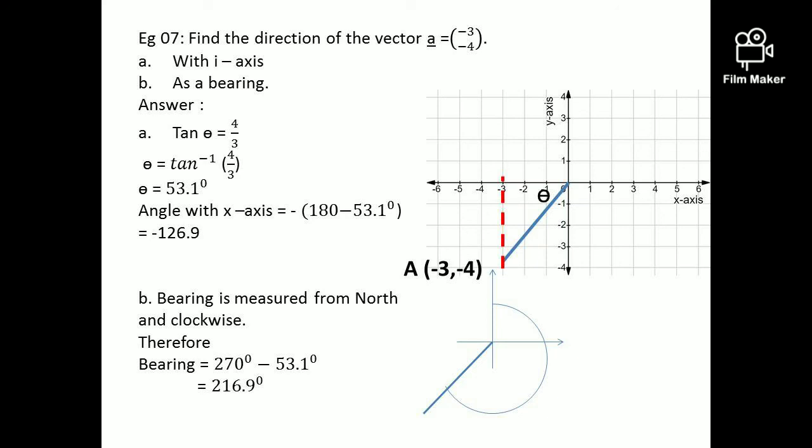Again, if you come up to the minus x-axis, you will turn up to 270, adding another 90 to the initial 180 degrees. Then if you want to find the bearing, you have to subtract the angle theta 53.1 out of 270. With that you will obtain the bearing angle as 216.9.